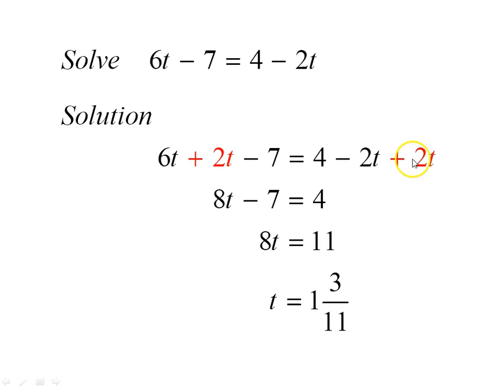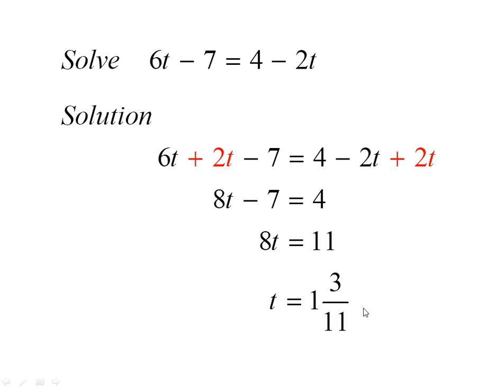Now minus 2t and plus 2t will cancel out, leaving just the 4 on the right hand side. And 6t plus 2t is 8t minus 7 equals 4. And if we now perform the operations that we've learned from a previous video, we'll end up with 8t equals 11, and ultimately t equals 1 3/11 is our solution.